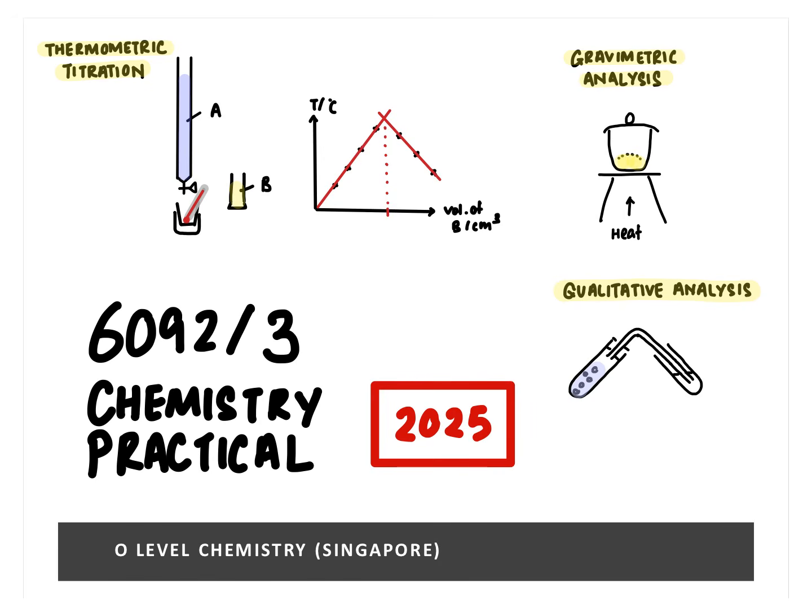It's the time of the year again where we do a paper analysis of the chemistry O-level practical exam. For this year, there are 3 experiments. The first one is a thermometric titration. The second one is a gravimetric analysis. And what's a practical exam without qualitative analysis?